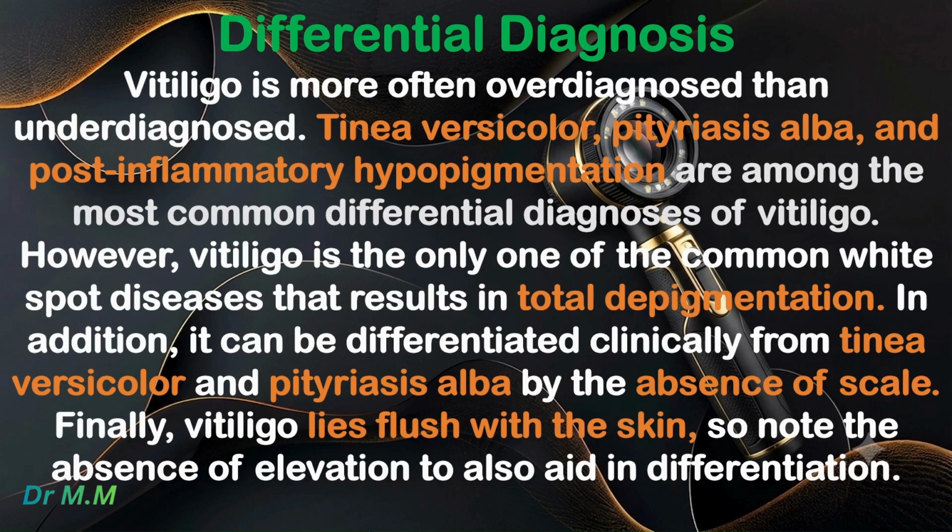Differential diagnosis. Vitiligo is more often overdiagnosed than underdiagnosed. Tinea versicolor, pityriasis alba, and post-inflammatory hypopigmentation are among the most common differential diagnoses of vitiligo. However, vitiligo is the only one of the common white spot diseases that results in total depigmentation. In addition, it can be differentiated clinically from tinea versicolor and pityriasis alba by the absence of scale. Finally, vitiligo lies flush with the skin, so note the absence of elevation to also aid in differentiation.